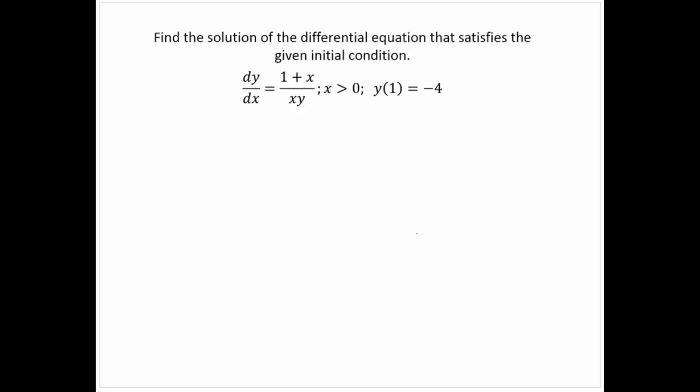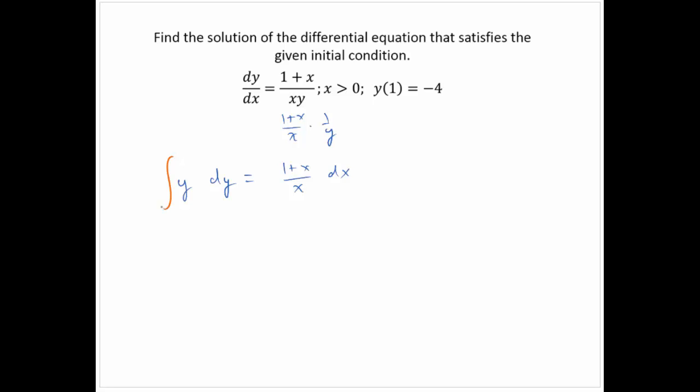Find a solution of the differential equation that satisfies the given initial condition. Here we have y of 1 is negative 4. I'm sorry, y of 1, not y of 0, but even though it's not y of 0, we still call it an initial condition. All right, so here we have dy/dx is (1 plus x) over xy. So notice that that's (1 plus x) over x times 1 over y. So separating the variables, I would have y dy equals (1 plus x) over x dx.